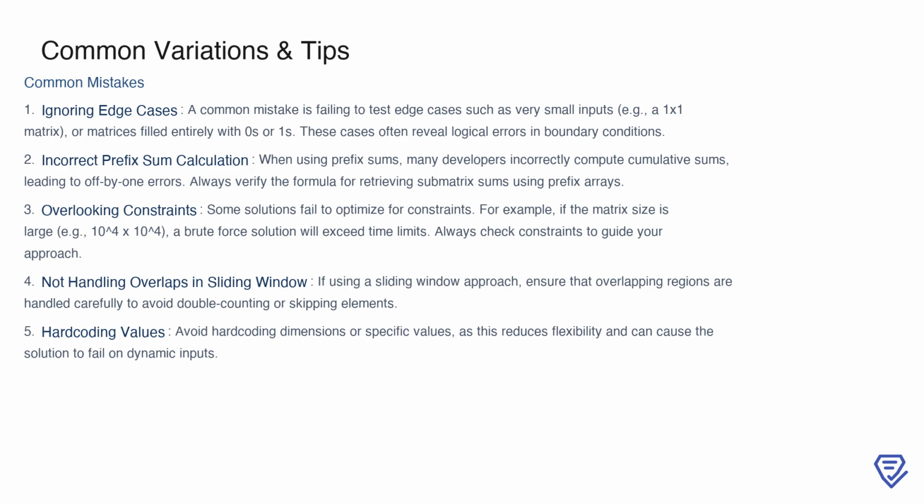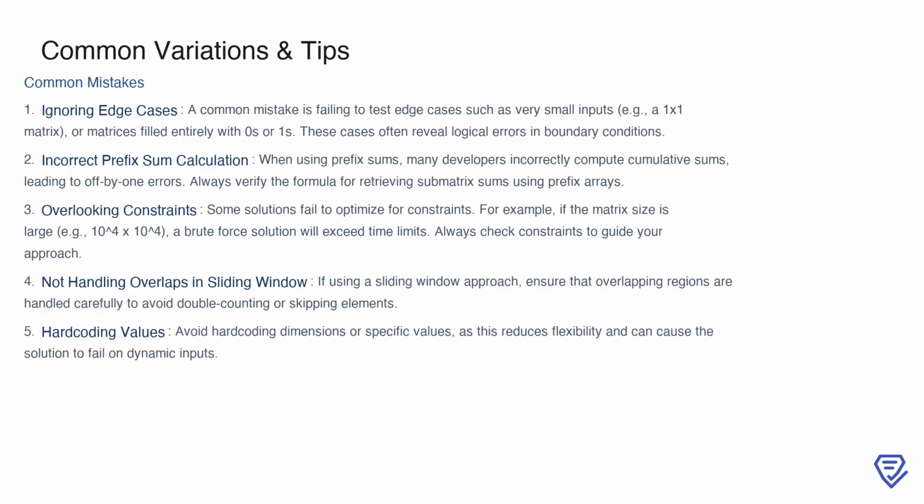When solving this problem, there are several common mistakes to watch out for. First, ignoring edge cases is a frequent issue. For example, matrices that are very small, like a 1x1 matrix, or those filled entirely with zeros or ones, often expose boundary condition errors that might otherwise go unnoticed. Another common pitfall is incorrect prefix sum calculation. When working with prefix sums, off-by-one errors can easily occur if the formula for retrieving submatrix sums isn't carefully verified.